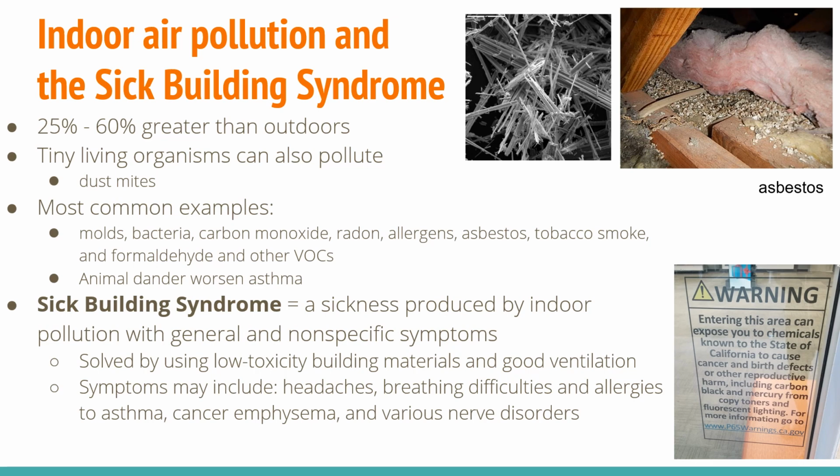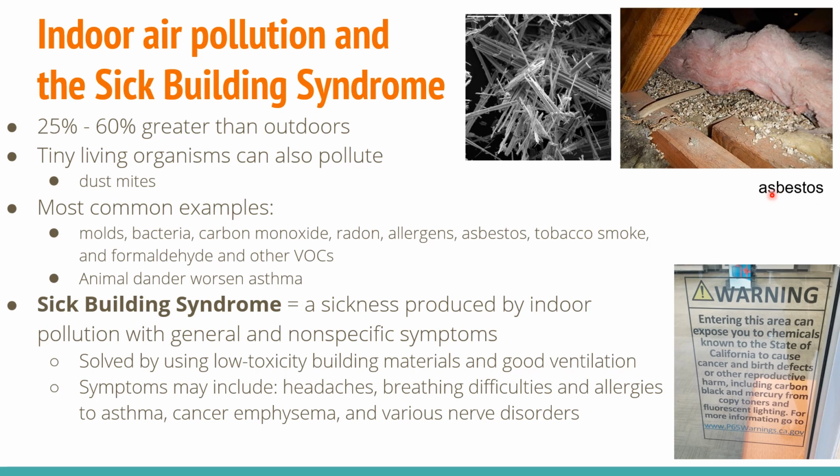In terms of examples, you can have tiny living organisms such as dust mites. You could have mold, bacteria, carbon monoxide, radon, which is a radioactive gas, allergens, asbestos, which I'll talk about in the picture on the top right, tobacco smoke, formaldehyde, and other VOCs. And even animal dander can be considered an indoor air pollutant. It will worsen asthma symptoms.